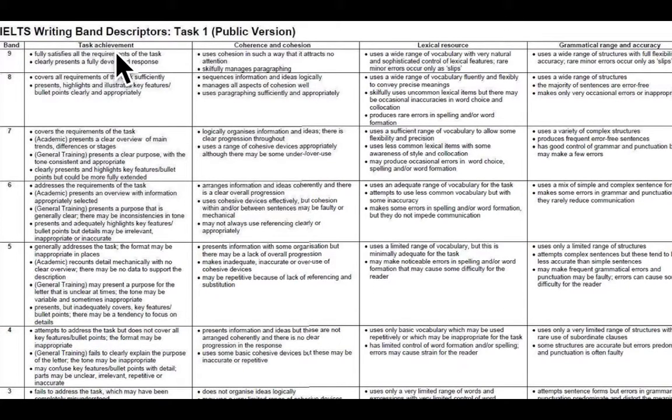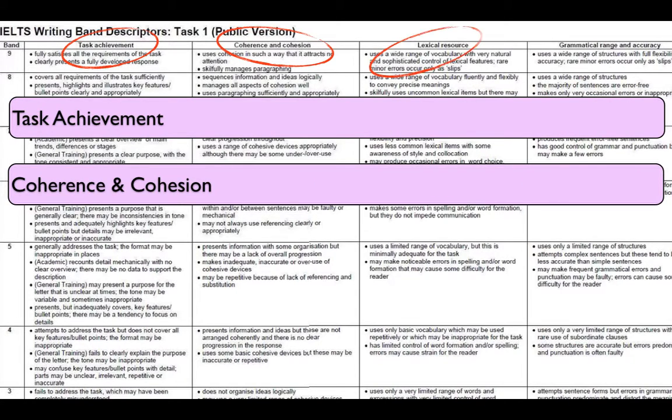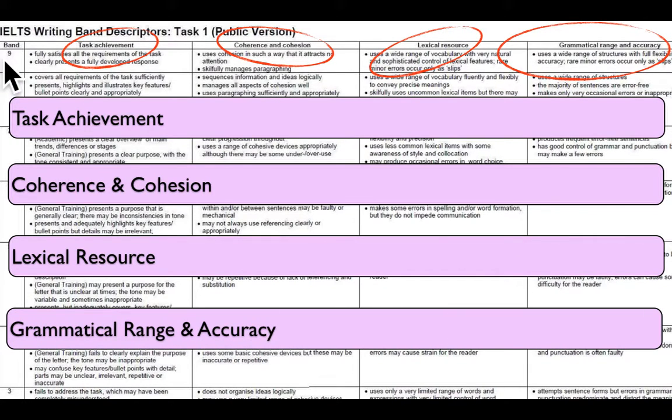Band descriptors are published by IELTS in order to explain to students how they correct the exams. The exams are corrected according to these 4 categories of task achievement, coherence and cohesion, lexical resource, and grammatical range and accuracy. And as you can see over here on the left, you're scored from a range of 1 to 9, 9 being the possible highest score.